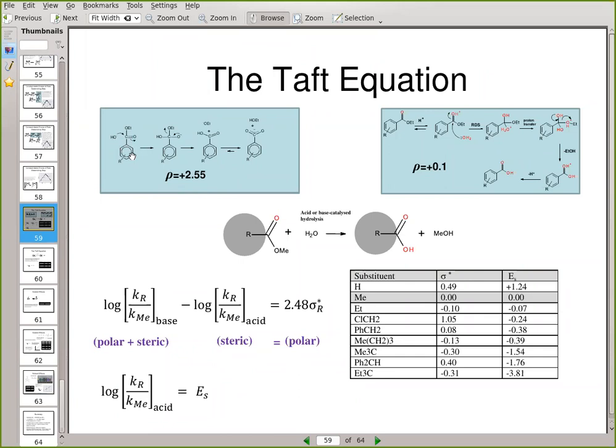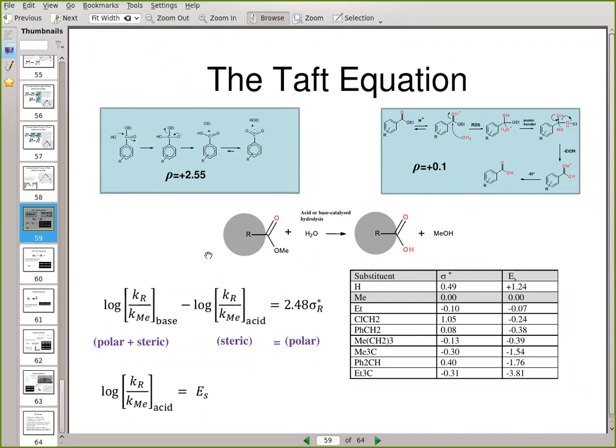Okay. And I'm interested in these two particular reactions because it's interesting that in the first reaction, it's very sensitive to electron donating and electron withdrawing groups. It's very sensitive to polar effects. And this one is not. This reaction is not. So these two reactions form the basis for the Taft equation.